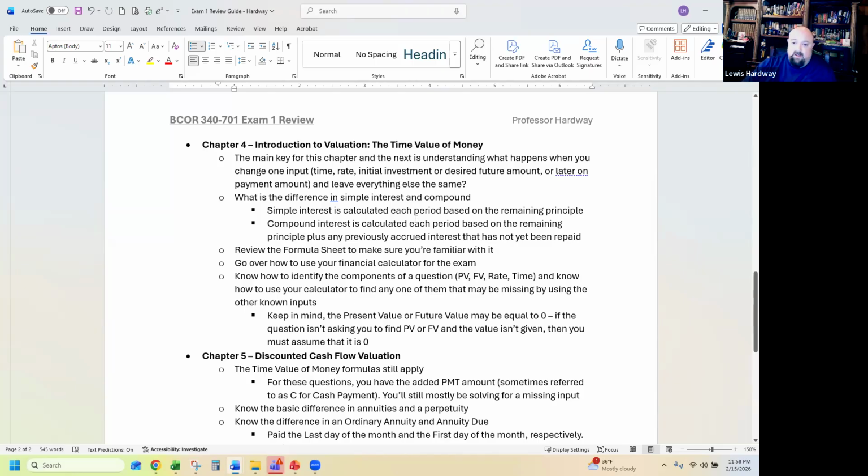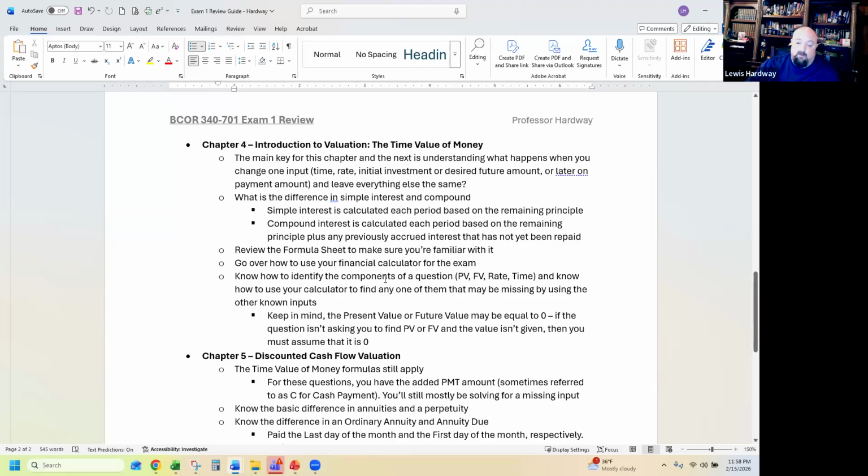Basically, simple interest is just calculated each period based on the remaining principal, and then compound is where you're calculating it based on both the principal and any previously accrued interest that hasn't been paid yet. So, the interest on the interest.